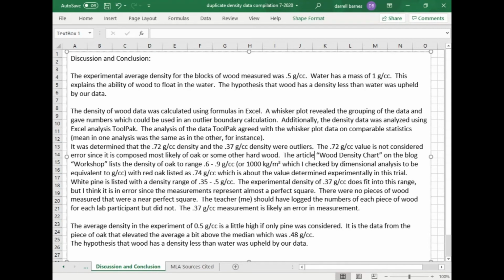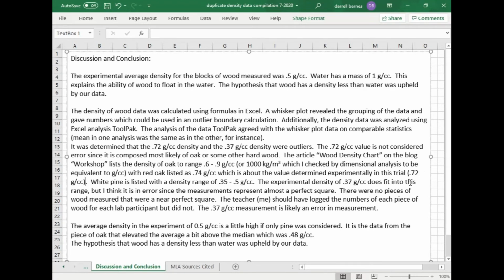Or 1,000 kilogram per meter cube, which I checked by dimensional analysis to be equivalent to grams per cc, with red oak listed as 0.74 grams per cc, which is about the value determined experimentally in this trial, which was 0.72. 0.72 grams per cc. There we go.